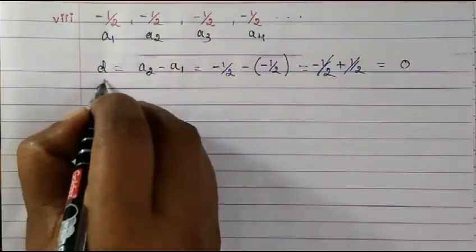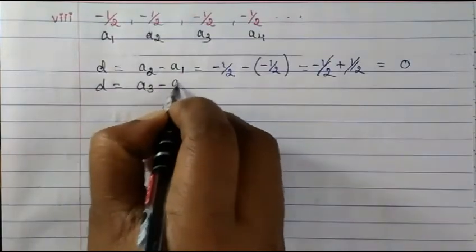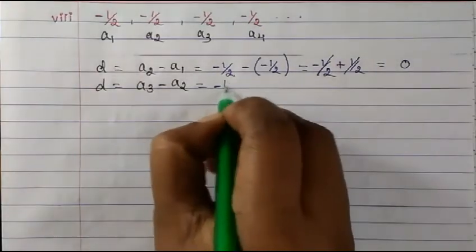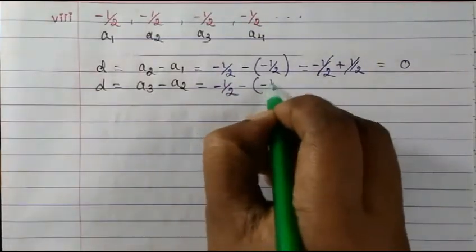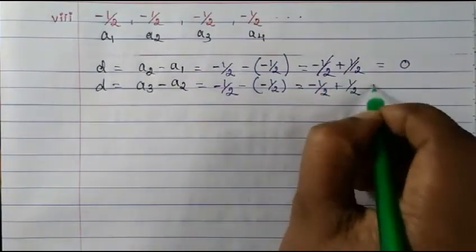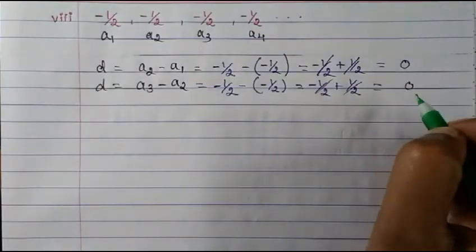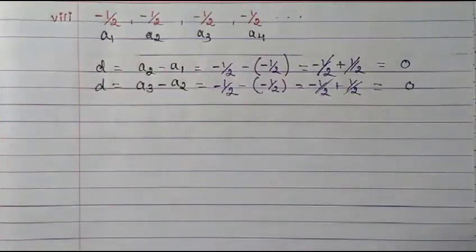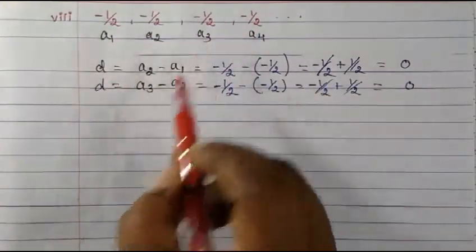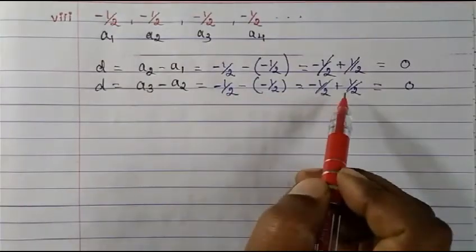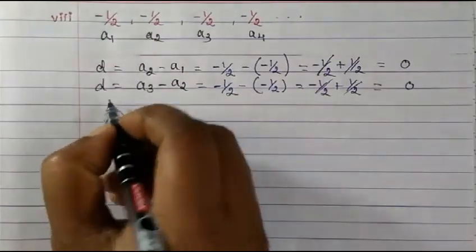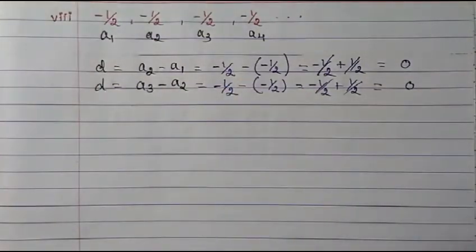Now next one, A3 minus A2. A3 is again minus 1 upon 2, minus A2, which is also minus 1 upon 2, so minus into minus plus 1 upon 2. It gets cancelled, again we will get 0. In the same way, all the values are the same. If you do A4 minus A3 also, we'll get the same thing. So let's not continue. We'll write down that this forms an AP.